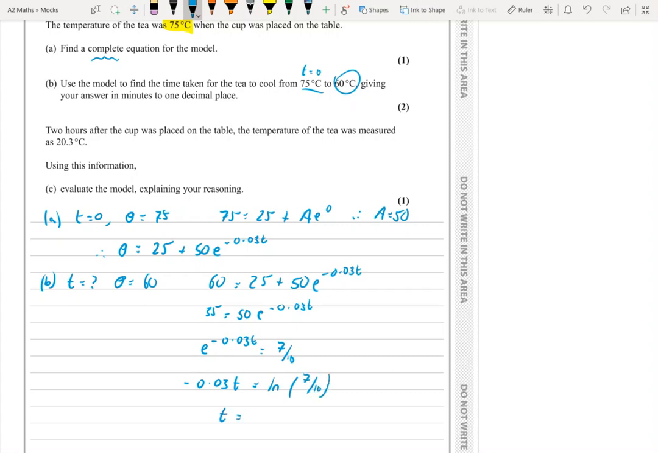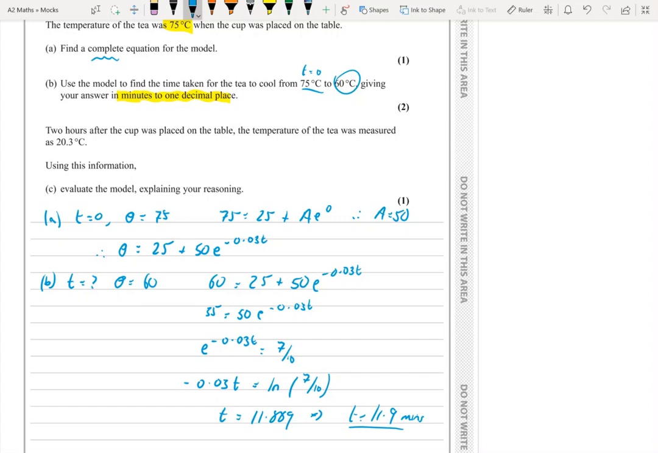and if you put that into your calculator you get t equals 11.889. And if we read the question carefully, they want that in minutes to 1 decimal place. Well, t is measured in minutes, so that's good news, but 1 decimal place means we need to round that to 11.9 minutes. Okay, that's part B done.